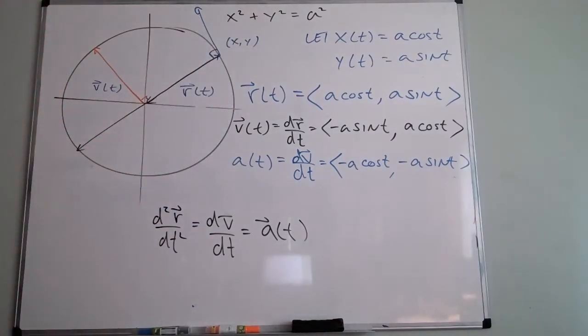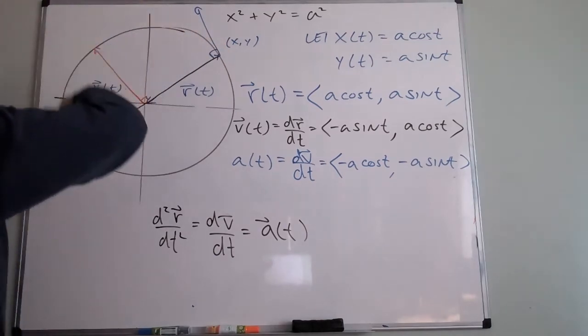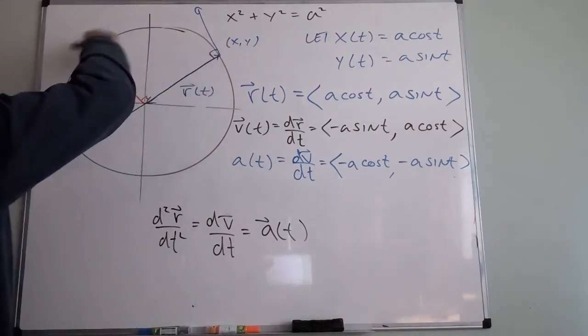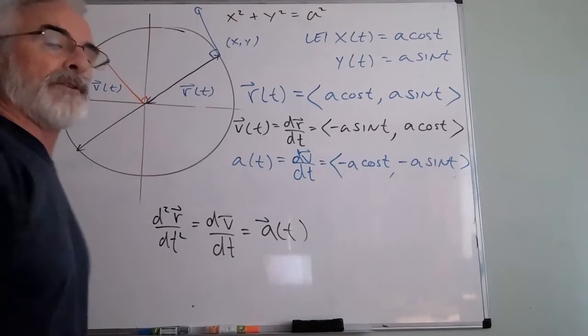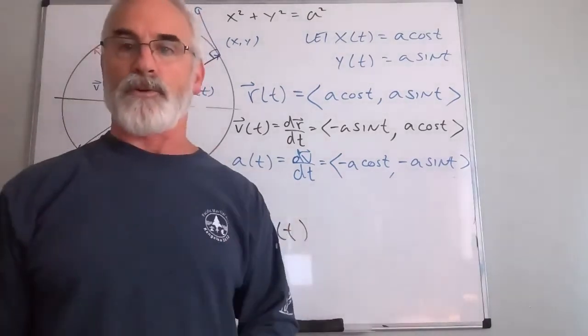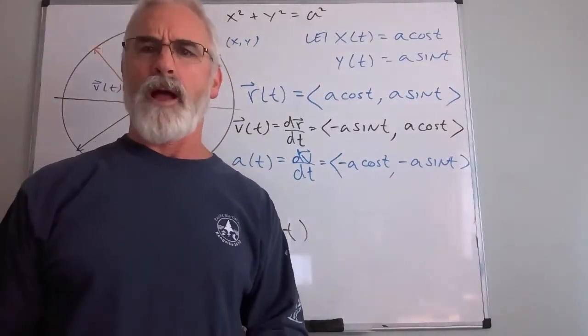Well, that's kind of interesting. It's actually the negative of my position. So as I move around the circle, no matter where I am on my circle, my acceleration vector will always point right back to the origin. Isn't that interesting? I wonder why.